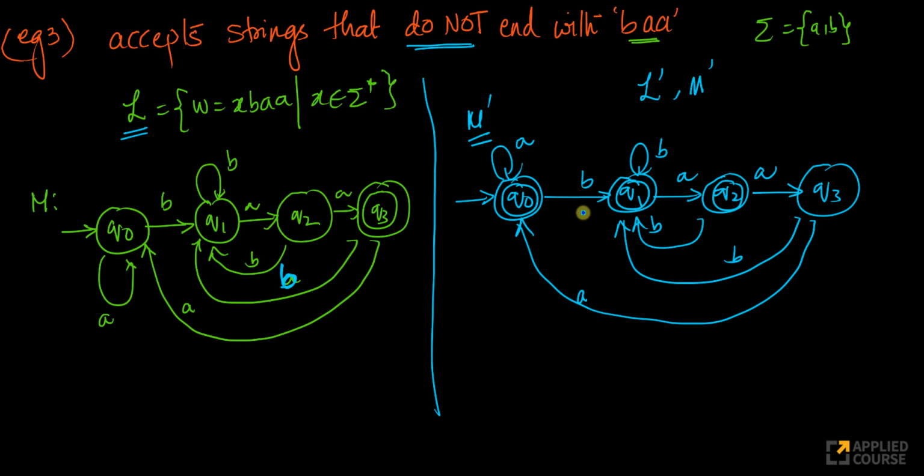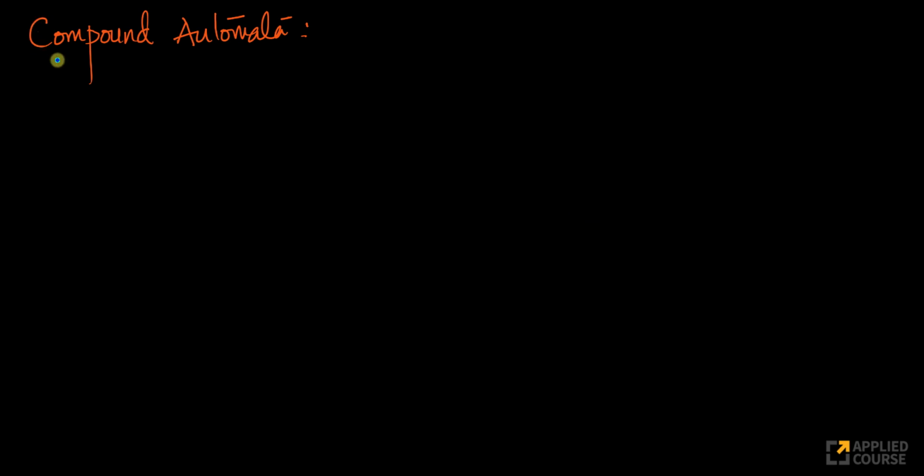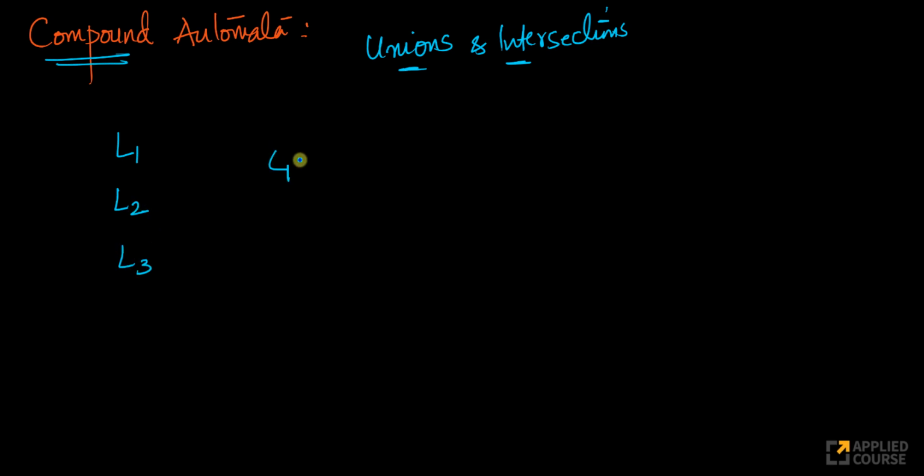Very simple examples. Now, just like complement, there is also another concept called compound automata. A compound automata basically means constructing unions of automata and intersections of automata. Unions and intersections. For example, imagine I have a language L1. It's very easy to define unions and intersections from the context of languages, because languages are sets, right? So imagine I have a language L1, a language L2 and a language L3. I can easily define L1 union L2 union L3.